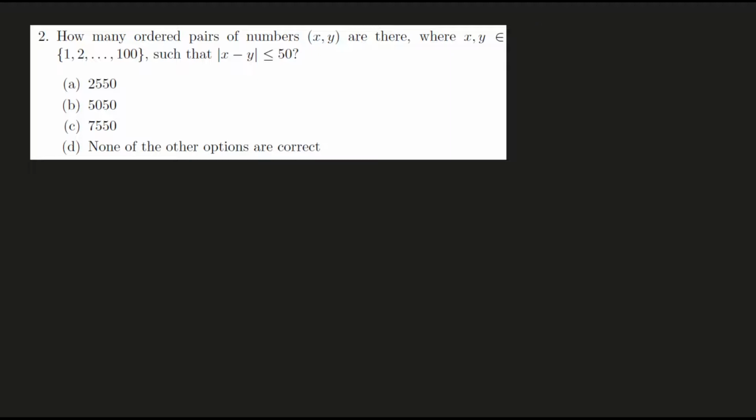Question number 2. How many ordered pairs of numbers xy are there where x, y belong to the natural number set 1 to 100 such that the modulus of x minus y is less than or equal to 50?